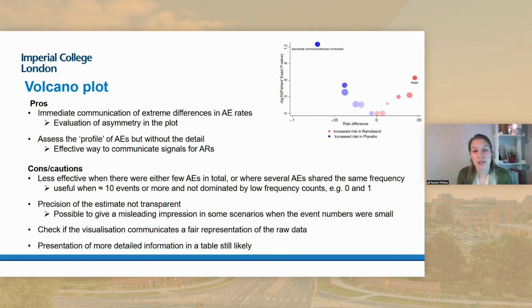But it's less effective when there are fewer adverse events in total, or where several of these events share the same frequencies or the frequencies are very low. Another disadvantage of the volcano plot, I should say, is its inability to incorporate the precision of the estimates. And we found, and I've shown hopefully, that it was possible to give a misleading impression in some scenarios when the event numbers were small. So researchers do need to be cautious when constructing a volcano plot, and they need to check if the image actually conveys a fair representation of the raw data and the message delivered.